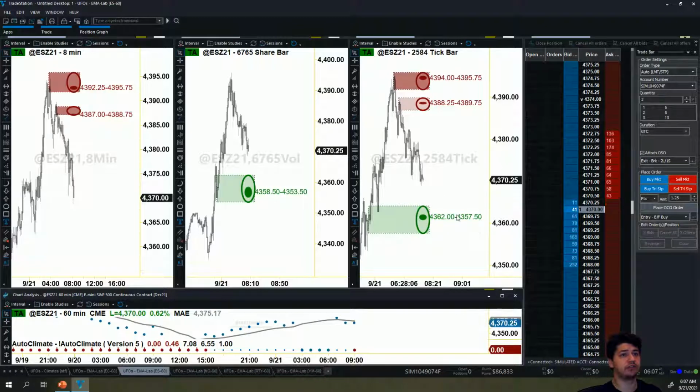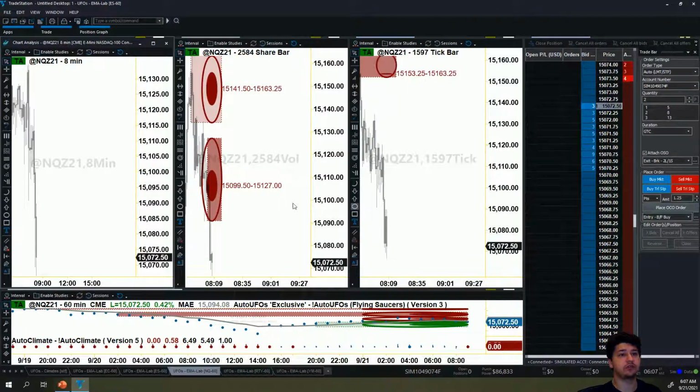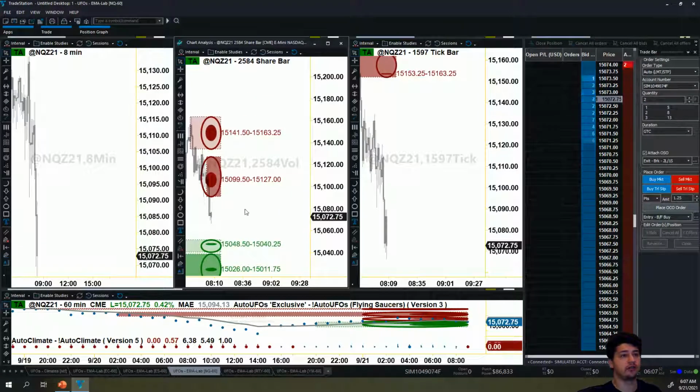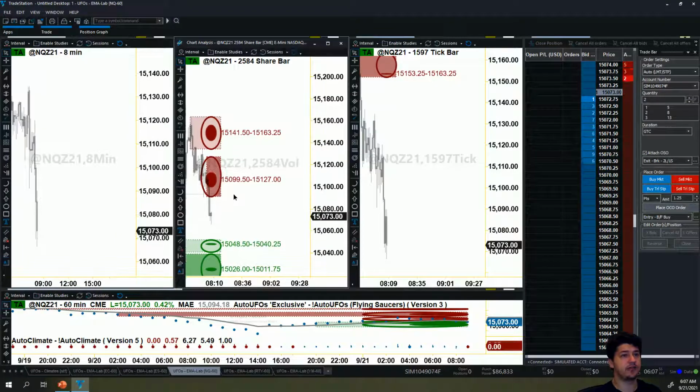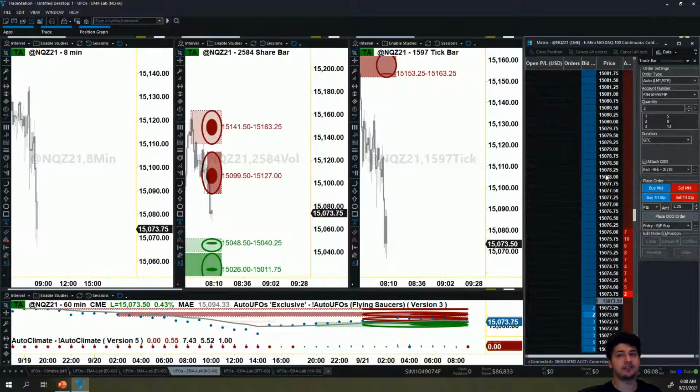But unfortunately, that's not the case right now. So nothing to do here. Okay, on the NQ, looks like we do have a UFO. Steep sell-off also happening. 15,090.75, and that actually is an entry.